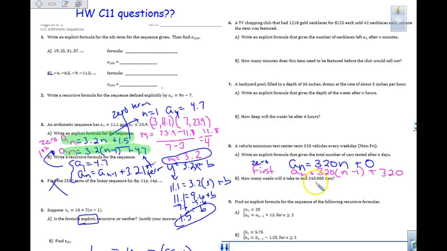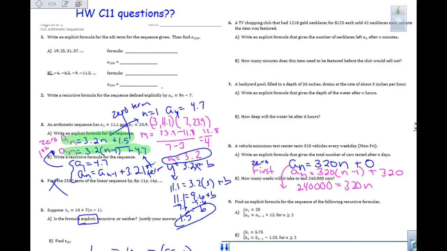So now it says, well, when are you going to get the 240,000? Well, the easiest one to use is the first one. 240,000 equals 320n divided by 320. Okay. Remember that first term, so both of these are explicit, either one is correct when you look at that. That's why they gave you both answers when you looked at that, okay?